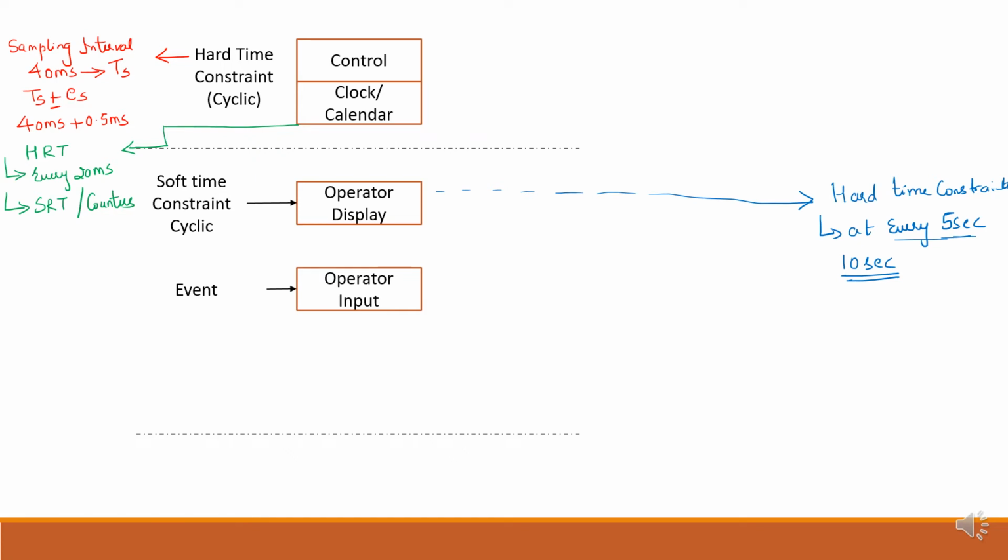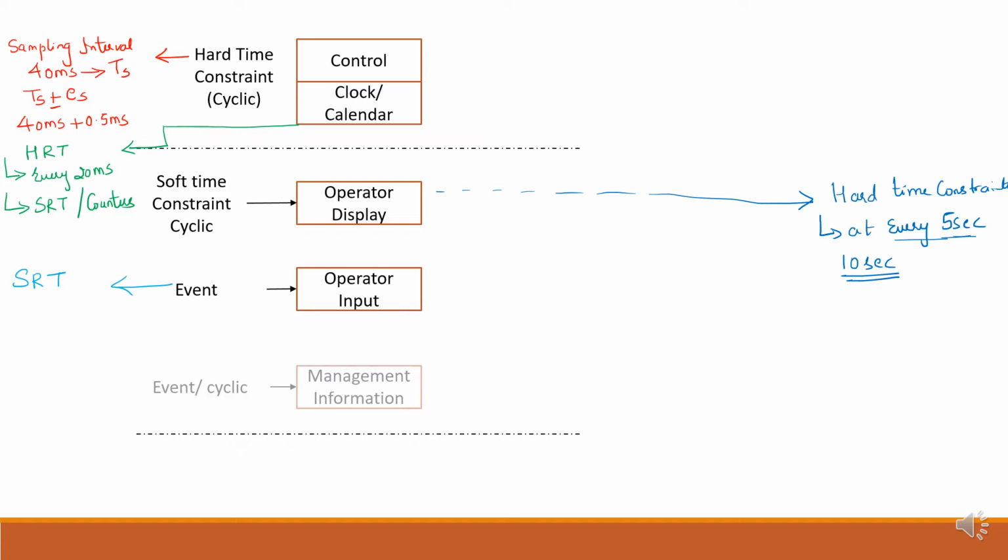Next is operator input. Operator input is event based, because we are not updating it all the time; it is not every 5 seconds in this case. Whenever there is an event, only then we need to give input. If I have to change any values, only then we update the new values. Hence this is a soft real-time system. The operator input is a soft real-time constraint and it is event based.